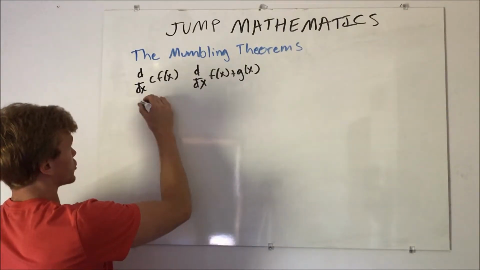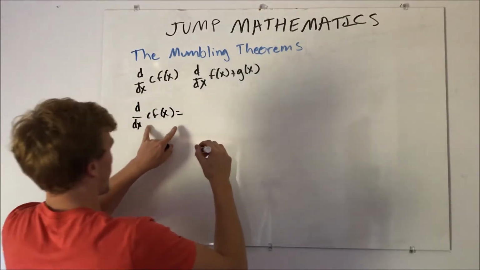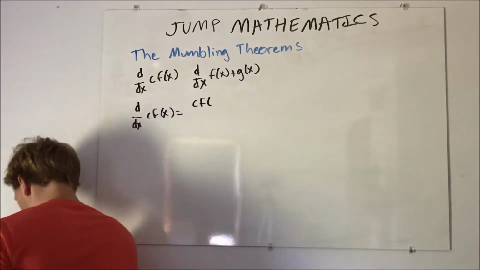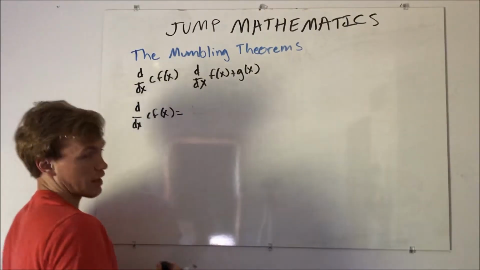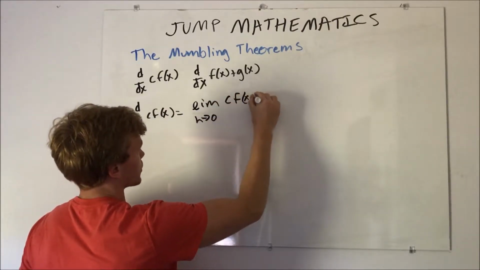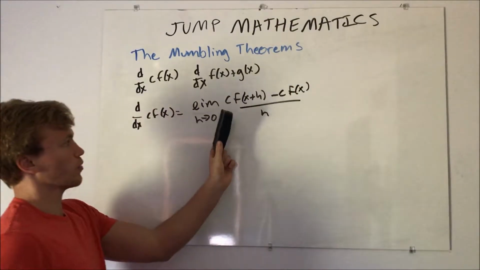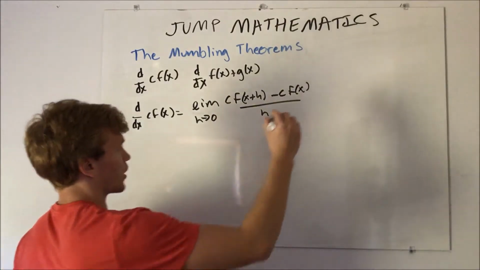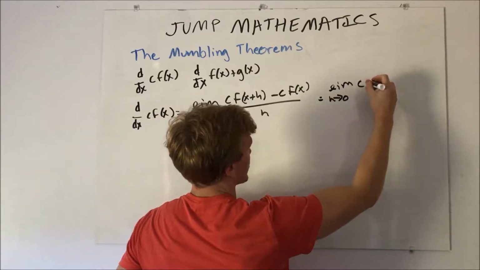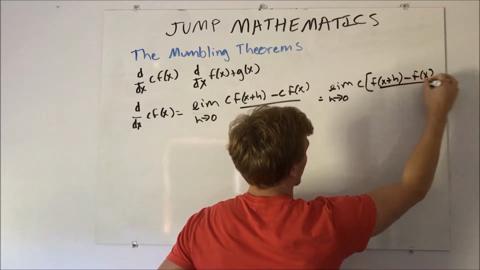So first, the definition of a derivative. d by dx of c f of x equals, so this is our function right here, c times f of x. Even I forget it sometimes. The limit as h goes to 0 of c times f of x plus h minus c times f of x, all over h. Right here we have a common factor of c, so let's go ahead and pull that out. The limit as h goes to 0 of c times f of x plus h minus f of x, all over h.